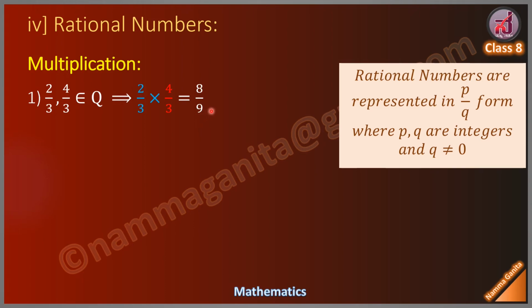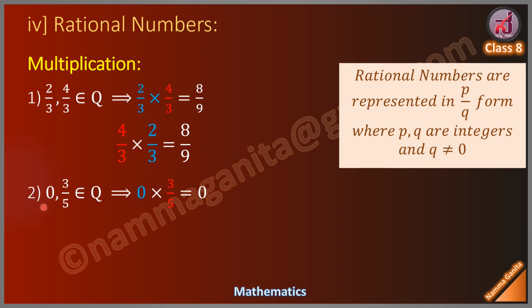Now consider 4 by 3 into 2 by 3. 4 2s are 8. 3 3s are 9. Answer is 8 by 9. Therefore, 2 by 3 into 4 by 3 is same as 4 by 3 into 2 by 3. Now consider another example.